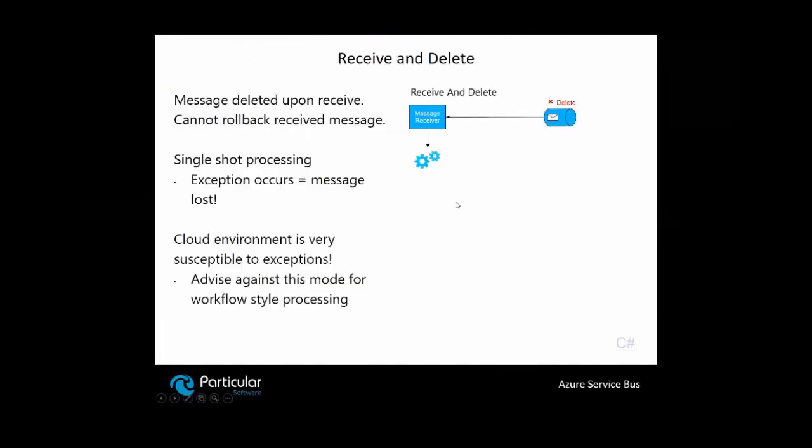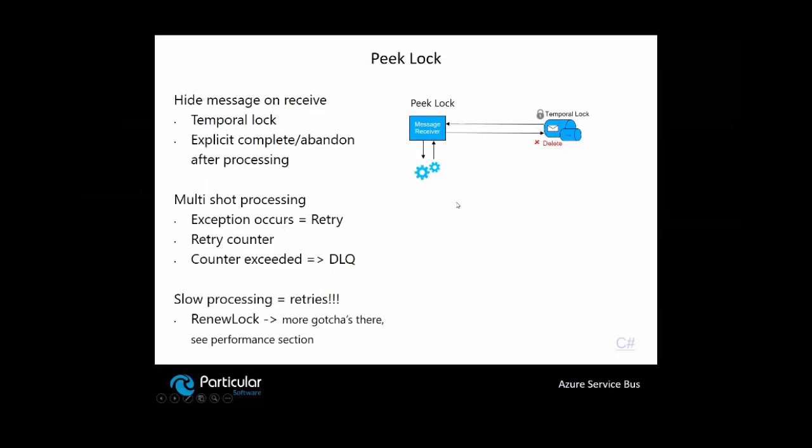All right, a better way is to use peek lock. Peek lock is a mechanism in which the receiver will not delete a message when it pulls it from the queue, but it will apply a lock to it. Then it starts processing, and after processing it will perform an explicit delete operation, which is called complete. Or if something went wrong, it can explicitly call abandon, so that the message reappears on the queue. This gives you multi-shot processing.